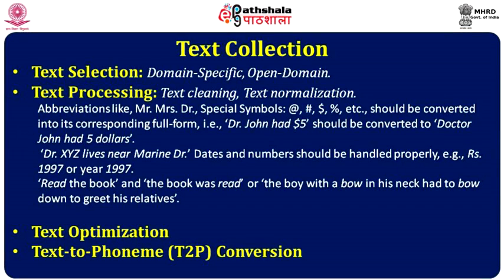The text selection for any TTS system depends on the domain or specific application for which the TTS system is being built. For example, the text can be collected in the following two ways: domain specific and open domain. In a domain specific system, the recording is done of domain specific prompts which must not only cover the most frequent words in the domain. However, they must also provide a good coverage of the prosodic context in which they appear.